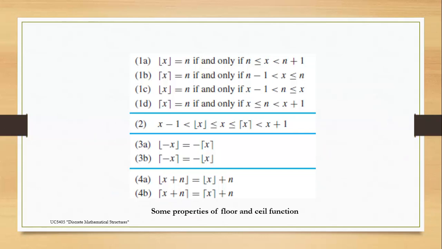These are some useful properties of the floor and ceiling functions. You can verify these as an exercise. First, floor of x is equal to n if and only if x is greater than or equal to n and less than n plus 1. Second, ceiling of x is equal to n if and only if x is greater than n minus 1 but less than or equal to n. Third, floor of x is equal to n if and only if n is greater than x minus 1 and less than or equal to x. Fourth, ceiling of x is equal to n if and only if n is greater than or equal to x and less than x plus 1.